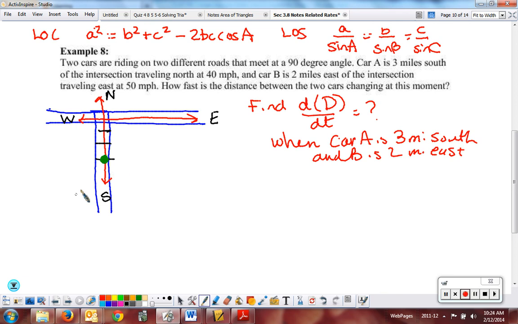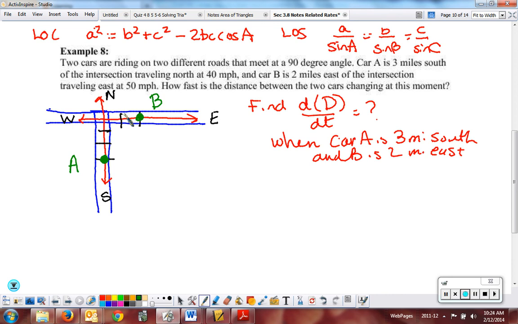And then which car is that anyway? That was car A, so we'll label that. And then car B is 2 miles east. 1, 2. We'll put him here, and we'll do this. Now, I am not going to label this 3, and I'm not going to label that 2, because they're not constant.